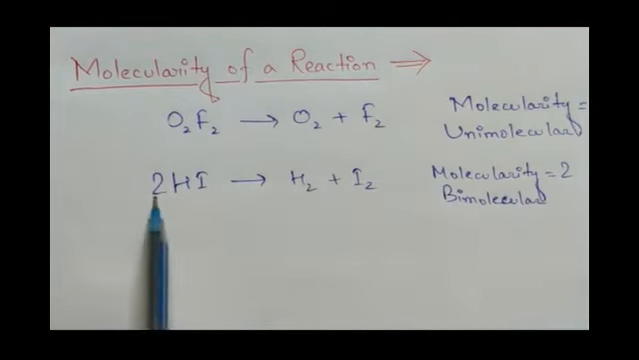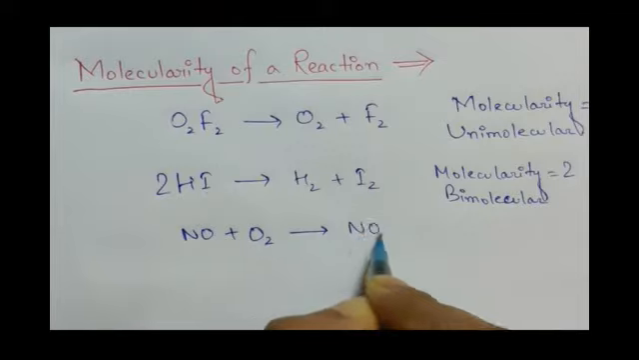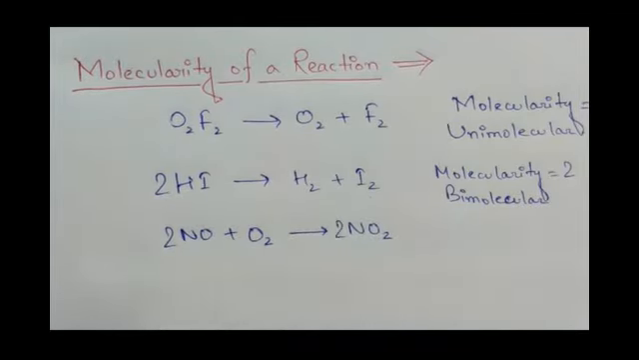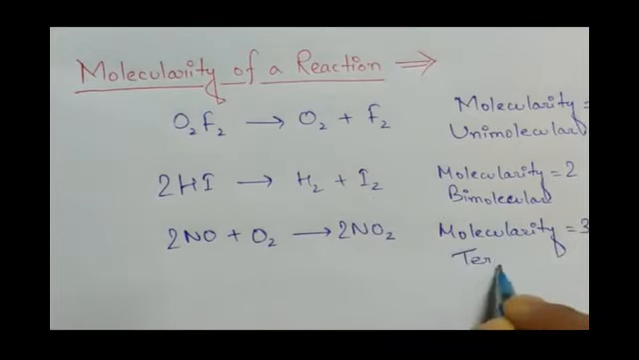Clear? Again, we can take the example of the reaction between NO and O2 to form NO2. On balancing, it will turn like this. So here, for the reaction between NO and O2, the molecularity is 3. You can see here that 2 moles of NO and 1 mole of oxygen have reacted completely. So molecularity is 3, which means the term is termolecular.